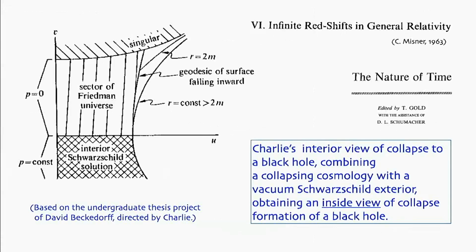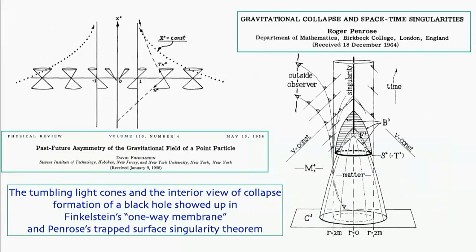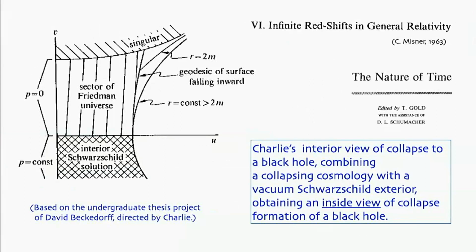Oops. You'll see what this has to do with black holes in a second. A second input to the notion of a black hole, before the word black hole was coined, was in a paper that Charlie published in a conference proceedings of the conference called The Nature of Time. It happened at Cornell, I think in 1963, maybe. The paper was called Infinite Redshifts in General Relativity.